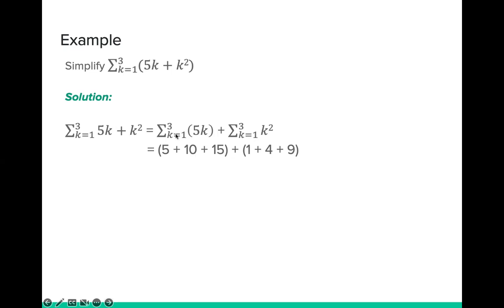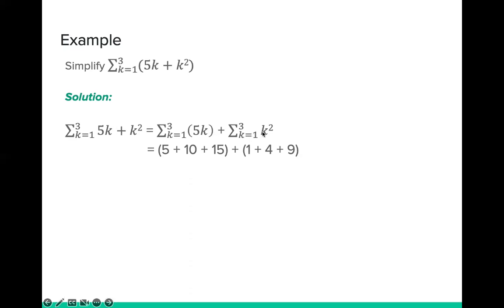If k is equal to 3, that will be 5 times 3, which will result to 15. Okay, so what about the second term? The second term is the square of each term, right? So we also have the index from 1 to 3.